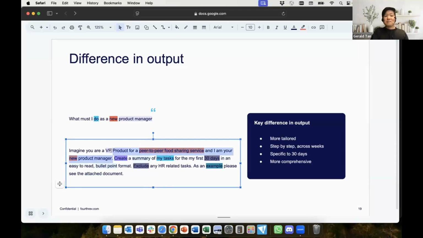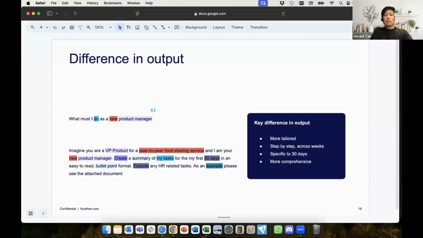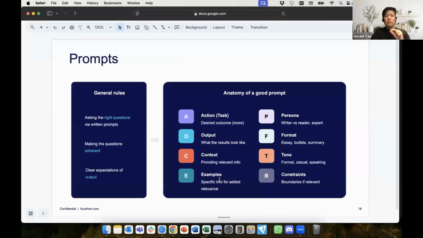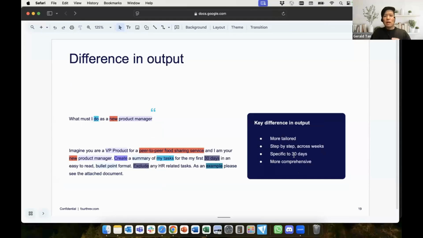So now you set context. You are my manager, I'm new, and you give as many details as you can. Create a summary of my tasks for my first 30 days in an easy-to-read bullet point format. Exclude any HR-related tasks, and then include some examples. Then you will see a big difference between the two. I'm not going to run it because I've done it once before, but all you have to do is use more of these pointers, and you will have a more tailored, more step-by-step, very specific to time, but definitely more comprehensive prompt.